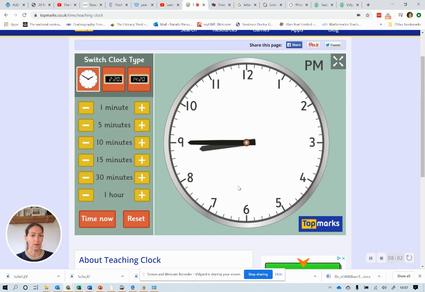Ooh, tricky. This one, we're still at the 9, aren't we? Which means we only have 1/4 of the way to travel. So it's quarter to, and the hour hand is heading towards the 9, isn't it? It's almost there, which means it must be quarter to 9. Brilliant.